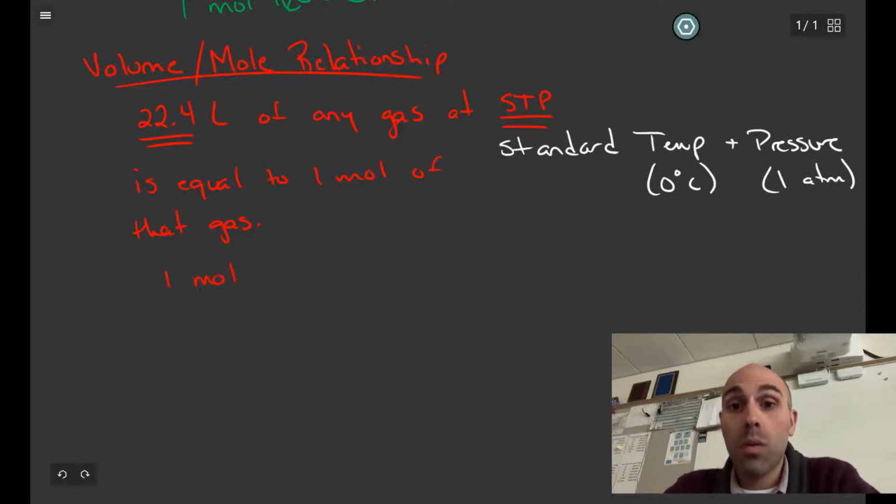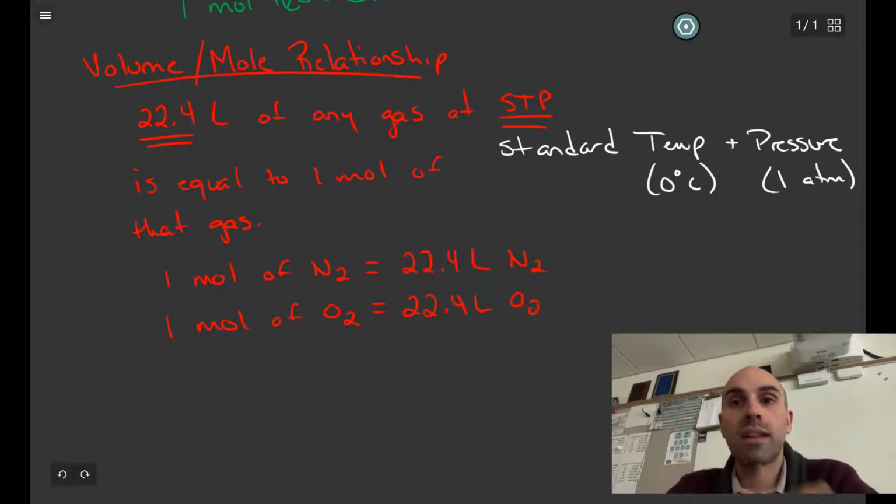So, for example, 1 mole of nitrogen gas, N2, is 22.4 liters. And 1 mole of hydrogen gas, oxygen gas, a little too quick on the draw there, is also 22.4 liters. It's a very standard relationship.